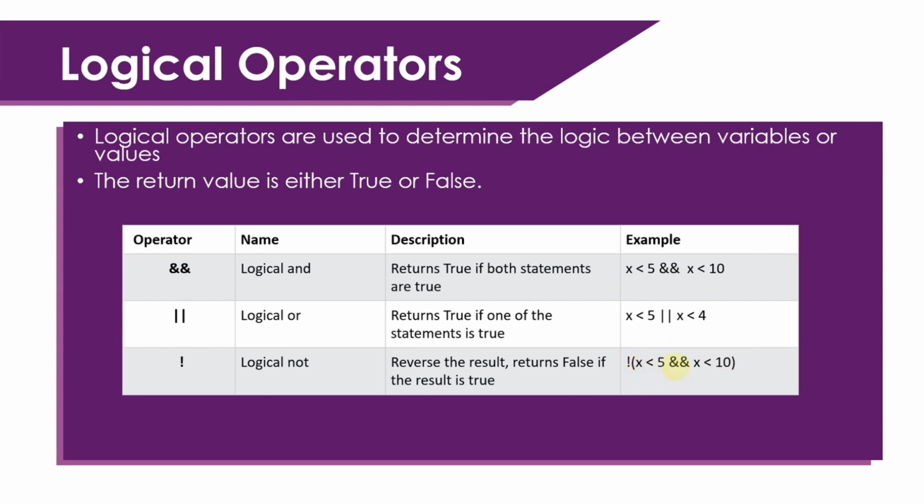X less than 5 and x less than 10. So, tulad nung kanina, 1 less than 5, that is true. And 1 less than 10, and again, that is true. So, yung output po nitong nasa loob ng parenthesis is true. Pero dun sa labas, meron tayong not operator. So, sabi nga, i-reverse niya yung result. So, opposite of true, ang di-display niya is false.